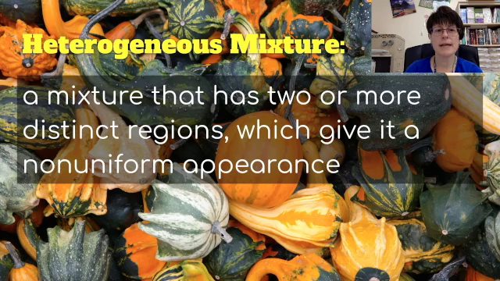We can have what's called a heterogeneous mixture, which is a mixture that has two or more distinct regions, which give it a non-uniform appearance, such as this mixture of gourds in the background. We can see different gourds. We do not see the same look throughout. We can see variations in them. This does not all look the same. In this mixture there are various regions.